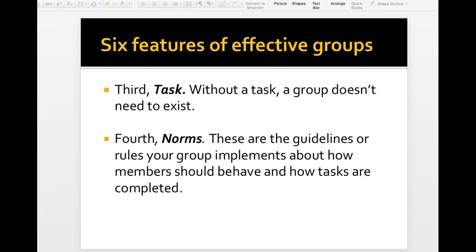Fourth, this is a word you've heard before, norms, the guidelines and rules to implement about how members should behave. So setting up norms for your group about how you'll study, how you'll work at the service project, how you'll take the tests together, what's the expectation for behavior, and how will you complete tasks. Having those makes your group much more effective. So talking about that can really help.